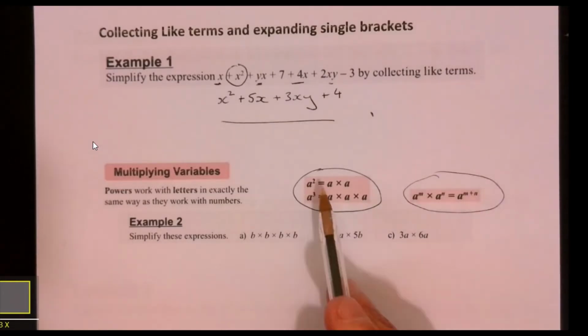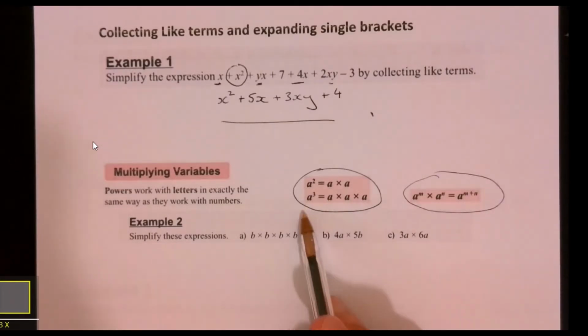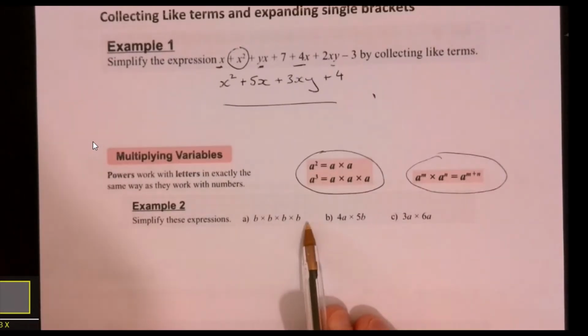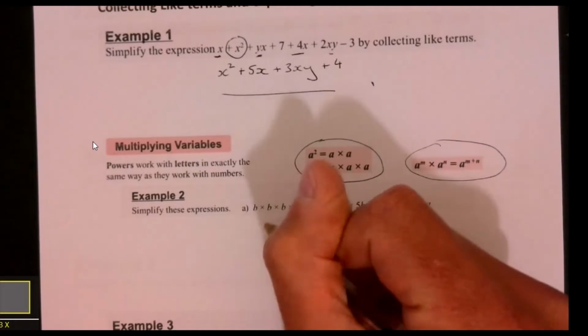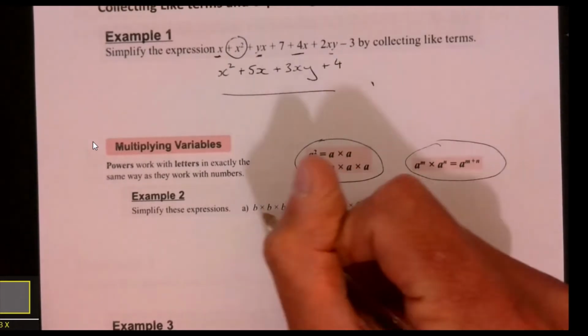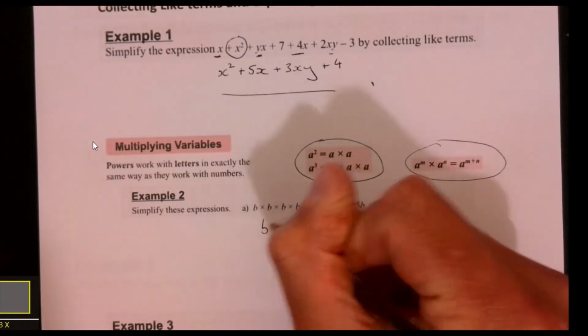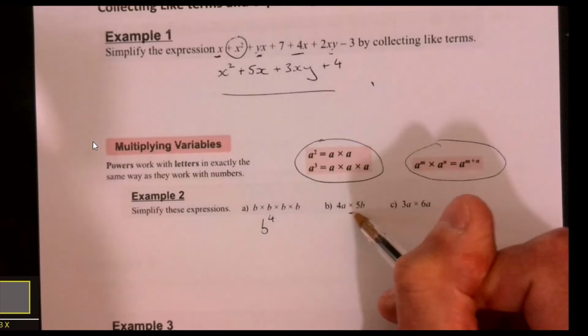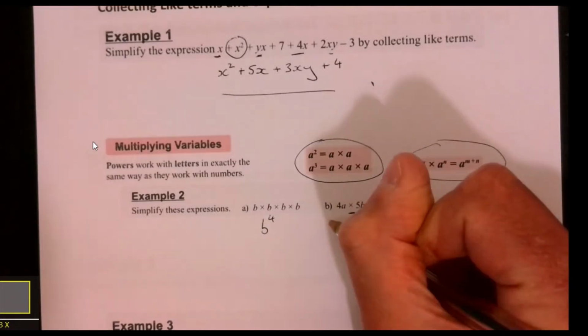Just in terms of some basic indices stuff. So let's have a look. If I wrote this down, b times b times b times b, it's not 4b, is it? If it was plus, it would be 4 lots of b. This is b to the power of 4. That's what it means.